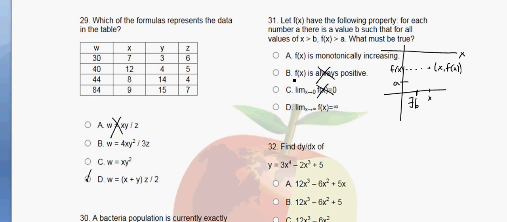So A is not the correct choice, and so it's got to be choice D. So notice that as x grows infinitely large, they're saying f of x is also going to grow infinitely large. So choice D it is.